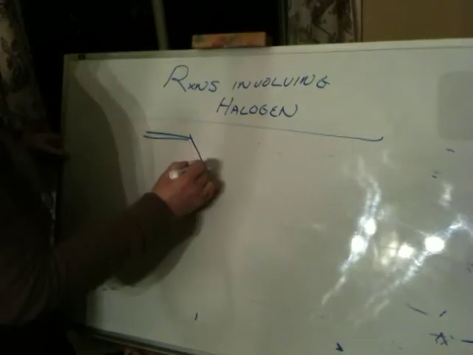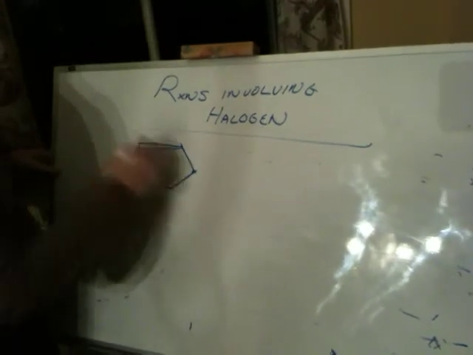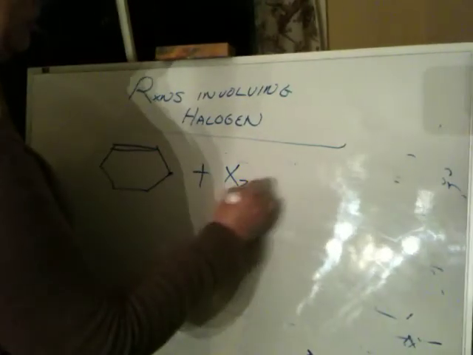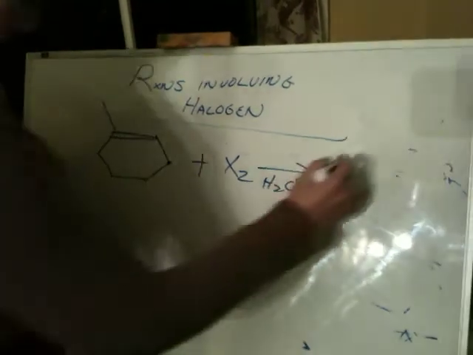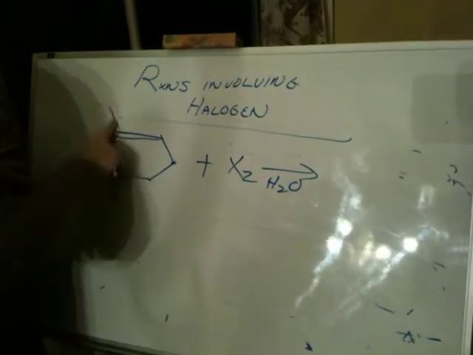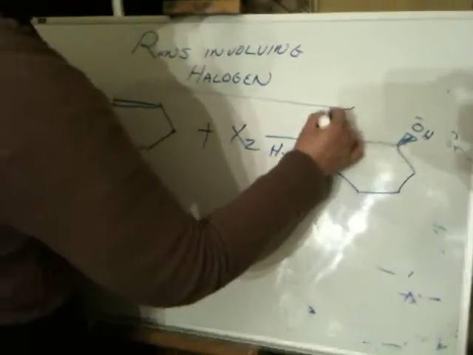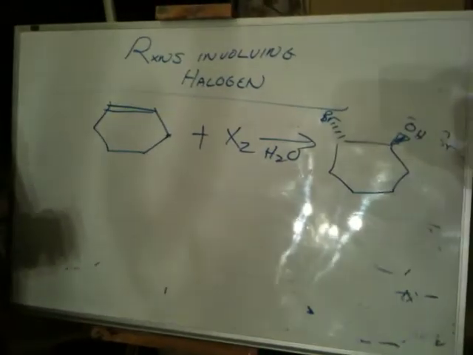So you can take a double bond and you can add X2 in the presence of water. And I'll give it some regiochemistry. Well, this one doesn't have such great regiochemistry. But you would obtain this. This is the halohydrin, and of course it's very important in making epoxides.